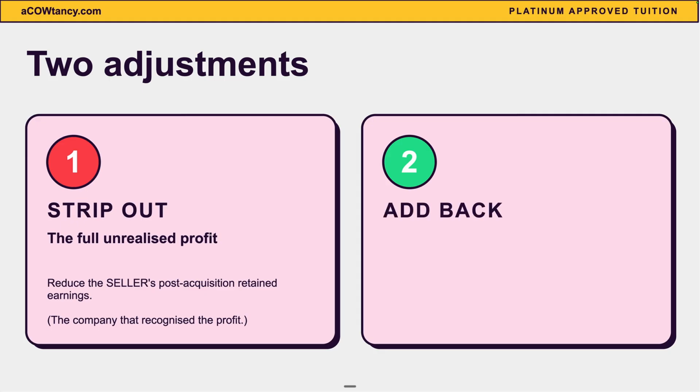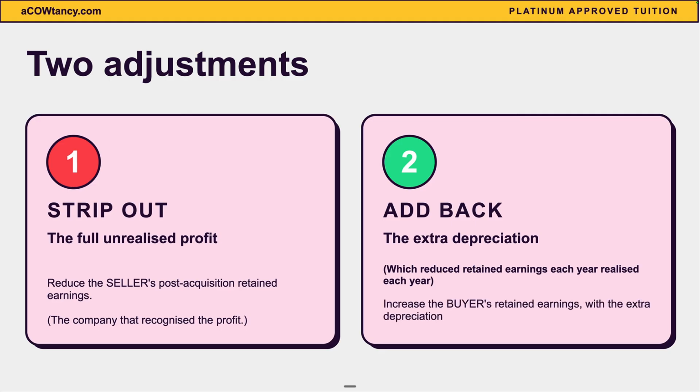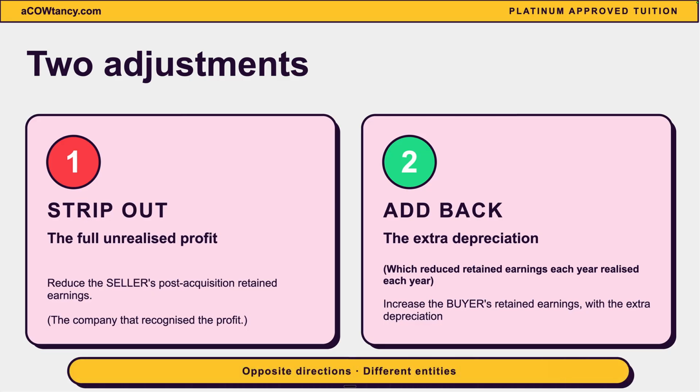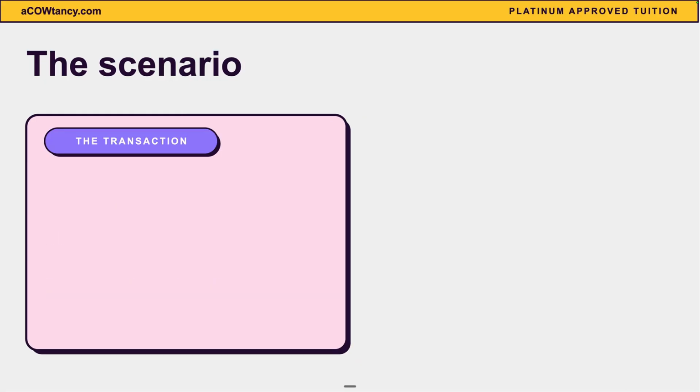Now what you've also got to do is add back the extra depreciation, because the buyer bought it at a higher amount, so the group is charging more depreciation than it otherwise would have done. So you have to add back the extra depreciation. That's the bit that students struggle with all the time. So we increase the buyer's retained earnings with that extra depreciation, as we'll see in this little example. Remember, there's two things. They work in opposite directions in the retained earnings for different companies.